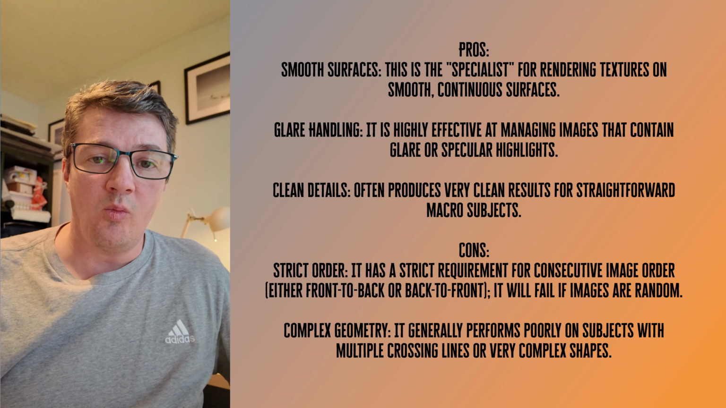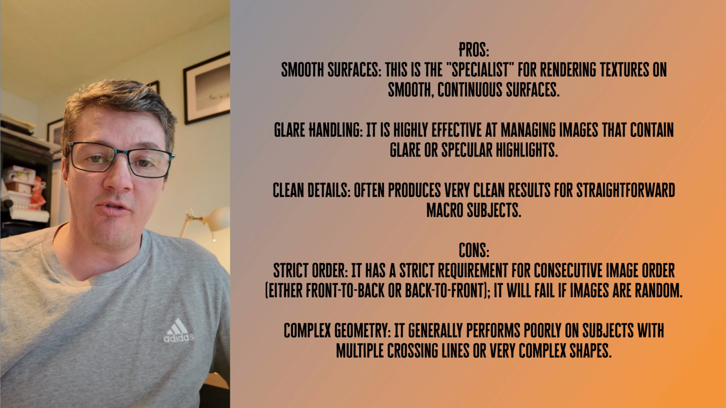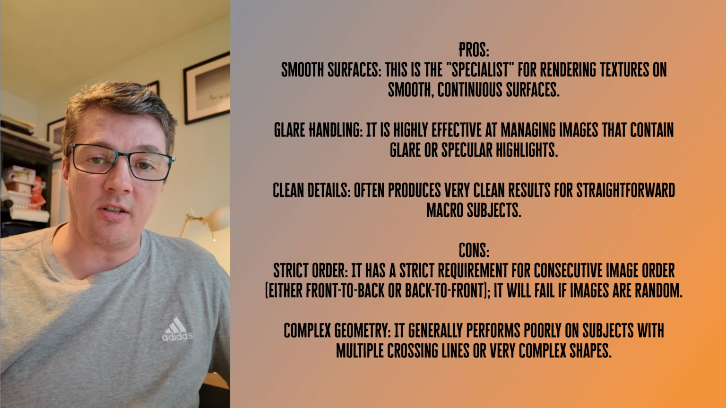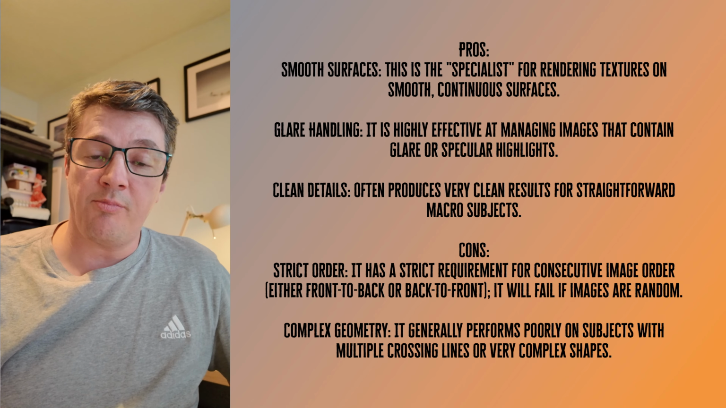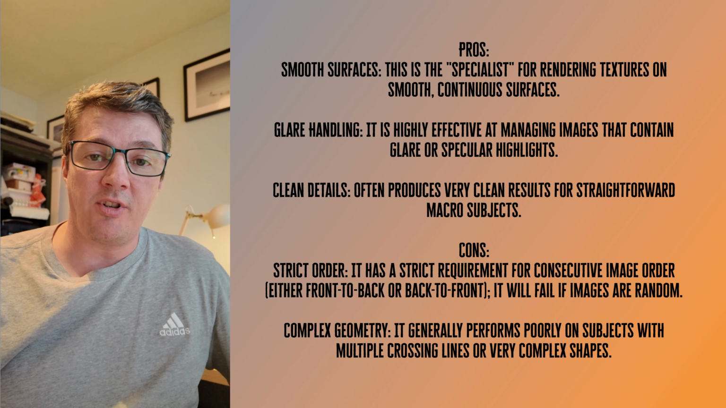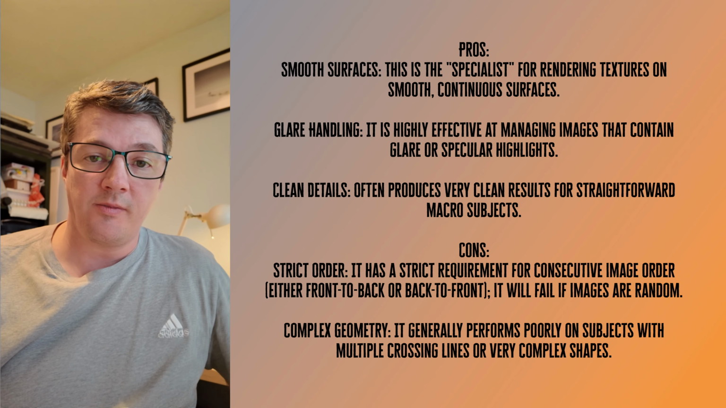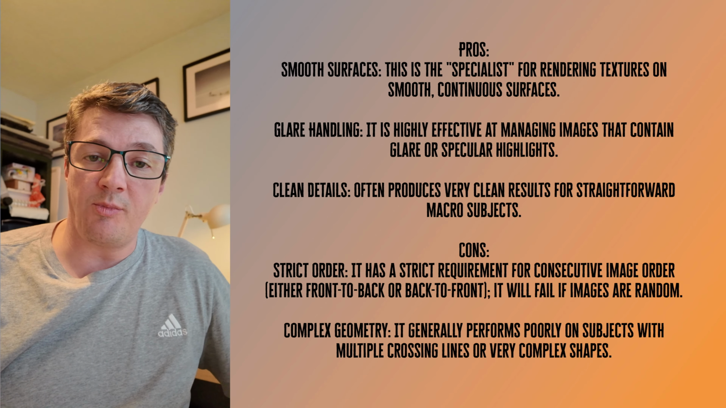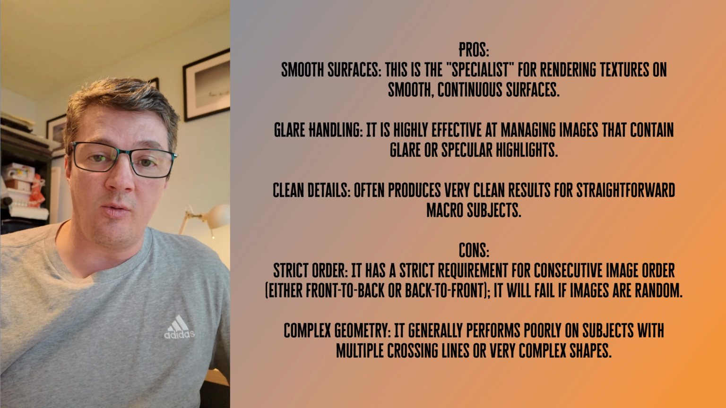Then we have method B, which creates a depth map. It looks entirely across your images to find the sharpest pixels and then maps them together. The practical benefit of this, it's unmatched for its smoothness on continuous surfaces. If you're shooting a waxy leaf or a nice smooth petal, then method B is the one to go for.